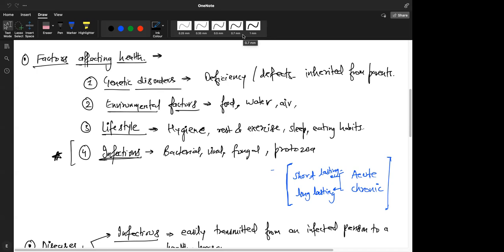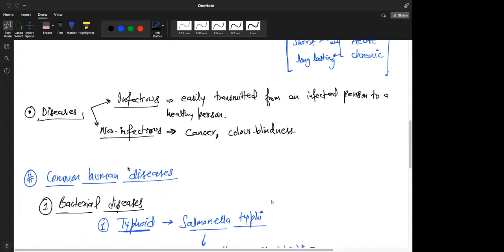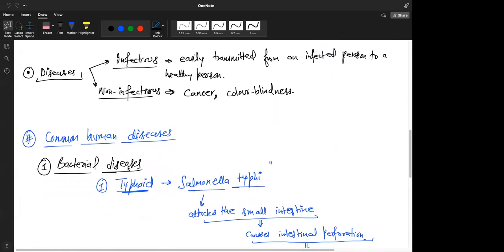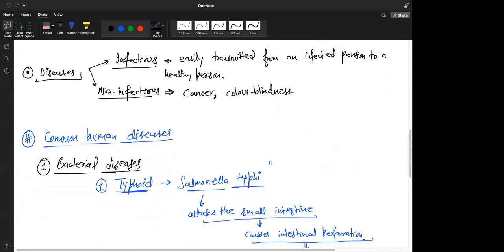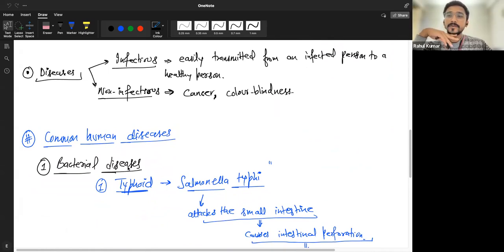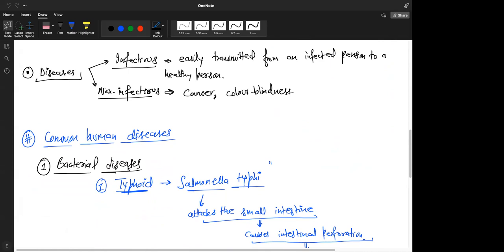Then we discussed diseases. There are two types of diseases: infectious and non-infectious. Infectious diseases are those which can be easily transmitted from an infected person to a normal person. For example, tuberculosis and AIDS. And non-infectious diseases are, for example, genetic diseases, cancer, and color blindness.